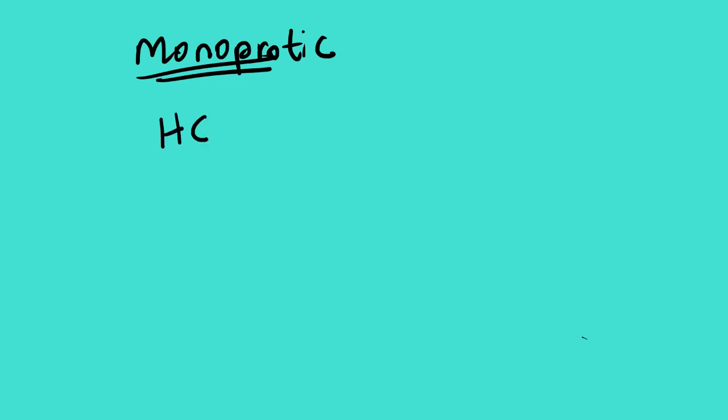We have different types of acids. We have monoprotic acids, diprotic acids, and polyprotic acids. When we talk about a monoprotic acid, since mono means one or single, you are talking about an acid that produces only one hydronium or hydrogen ion. For example, HCl, HF. This acid will only produce one hydrogen ion when dissolved in water.